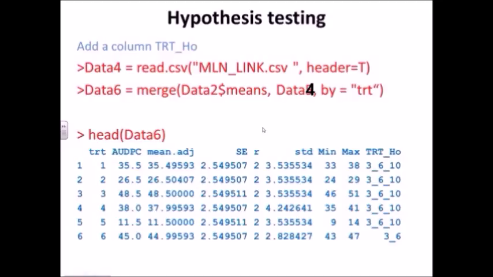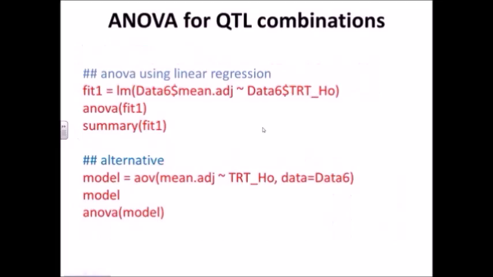All right, so I'm using this line to merge these two sets of data so that now I have my adjusted means associated with what the QTL actually are. And I can visualize that. Now I can just run a straight ANOVA on the adjusted means versus that treatment hypothesis.